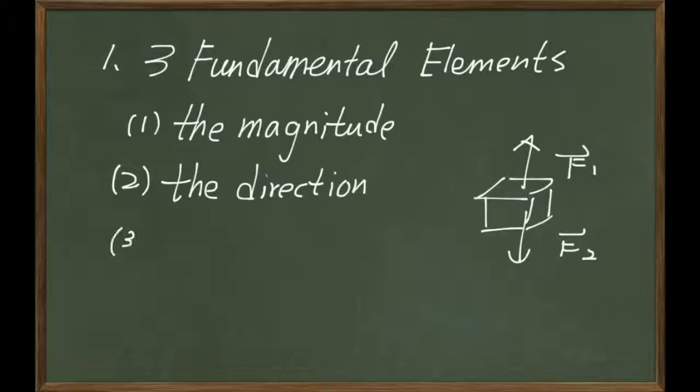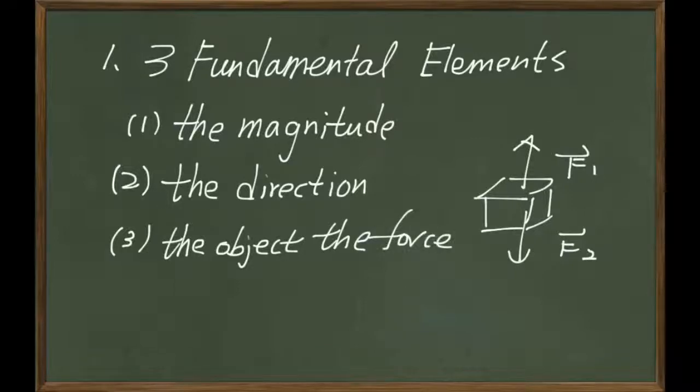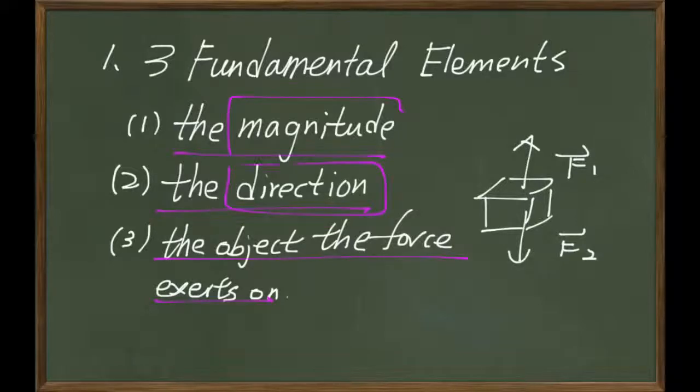Number 3, the object the force exerts on. Same reasoning as before. Exerting a force on object A will have a different result from exerting a force on object B. So in order to describe a force, we need to include 3 elements: the magnitude, the direction, and the object the force exerts on. As you can see, because force includes both magnitude and direction, force is in fact a vector quantity.